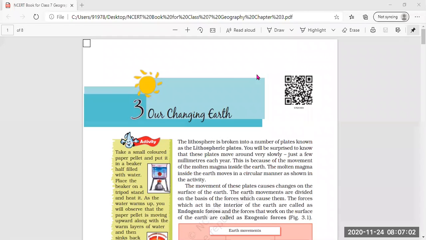In our previous class, we have completed history lesson number 4. Today, we are going to start with geography. Question answers of history lesson number 4 was given already, was shared in the group also, in the PDF, in student portal also. Hope everybody has completed in the notebook.